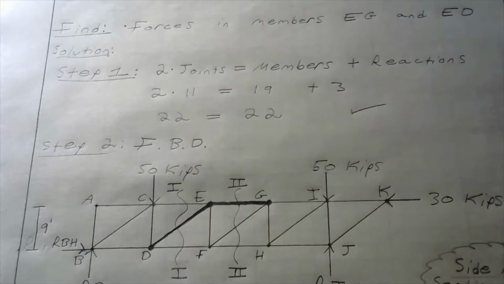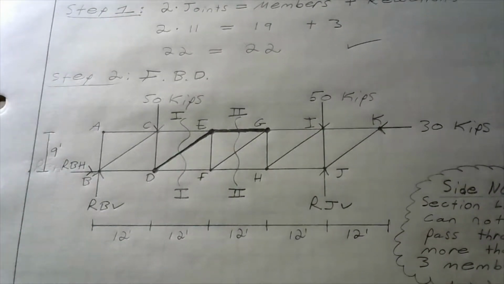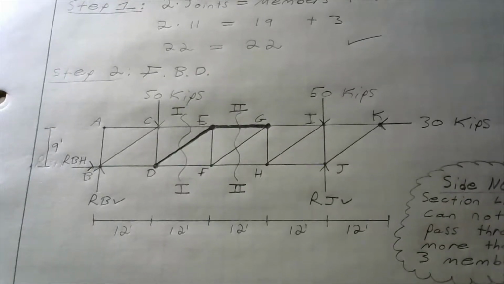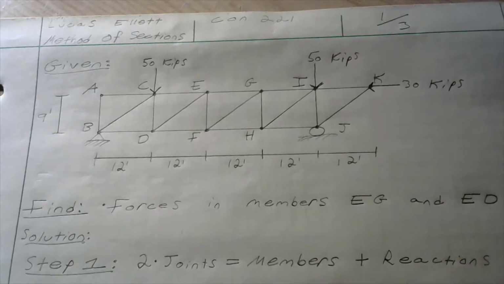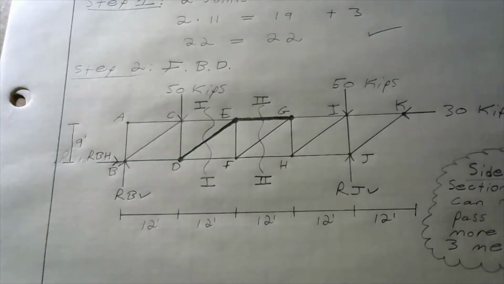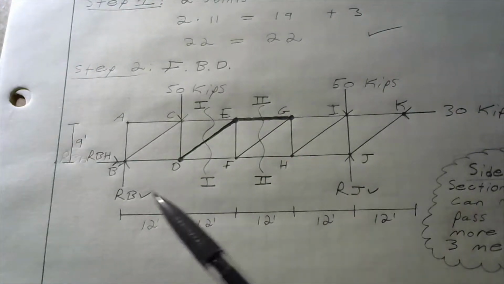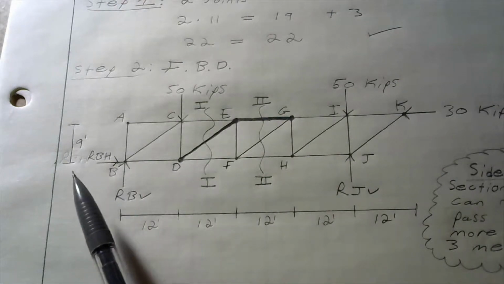And the next step is to draw the free body diagram. I know this may look a little bit hectic, but basically what I did is I drew everything, but I replaced these supports with my assumption of what the reactions are going to do. So I assume that the vertical reactions are going up and the horizontal reaction is going to the right.